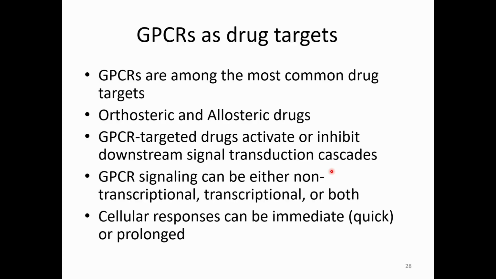Know about drug targets. Know that GPCR drugs are very common. We also went through orthosteric and allosteric drugs, and that these activate or inhibit downstream signaling pathways, signal transduction cascades, oftentimes phosphorylation. The responses can be non-transcriptional, like mobilizing glucose stores, or it can be transcriptional, like what we were talking about today. You can get really quick responses, like if a channel opens, or you can get really delayed responses, like you affect the expression of a bunch of genes.